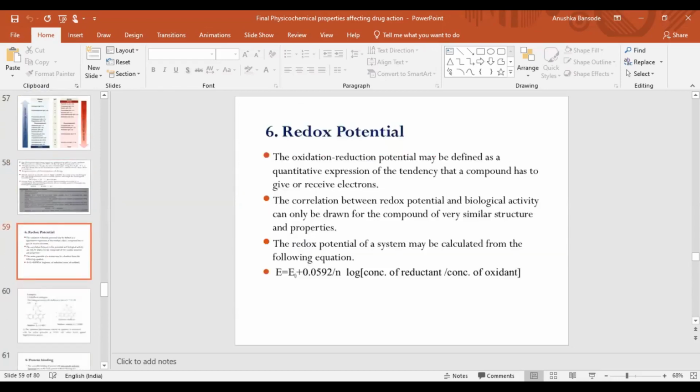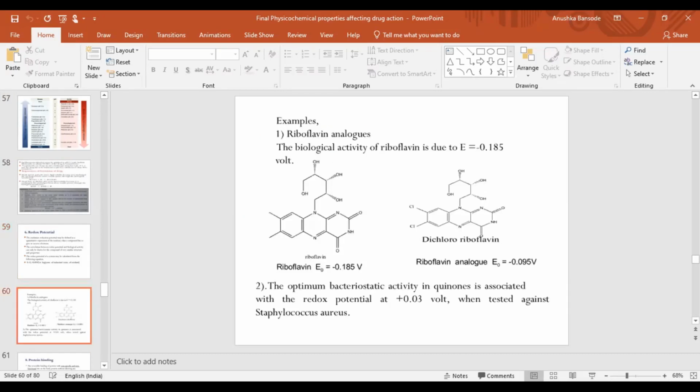Next comes the redox potential. Oxidation reduction potential is defined as a quantitative expression of the tendency that a compound has to give or receive electrons. The correlation between redox potential and biological activity can be drawn for compounds of very similar structure and properties. Redox potential is calculated from the following equation: E = E0 + 0.0592/n × log (concentration of reductant / concentration of oxidant).